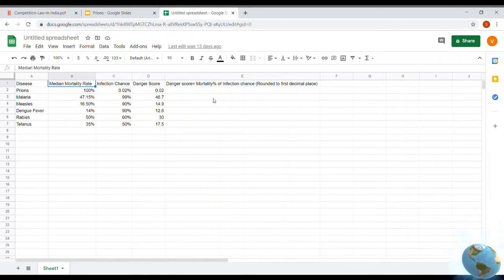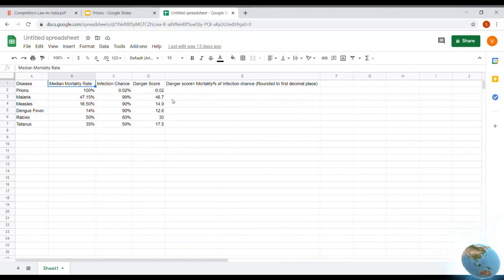How I've calculated this danger score is that I've taken the mortality percent of the infection chance and rounded it to the first decimal place. Let's say a disease has a 50% mortality rate and the infection chance is 100%. Then the danger score will be 50% of 100, which is 50. So the median mortality rate is 100%. The infection chance is 0.02%. And that makes the danger score for prions 0.02%. A pitiful score when you compare it to the others.